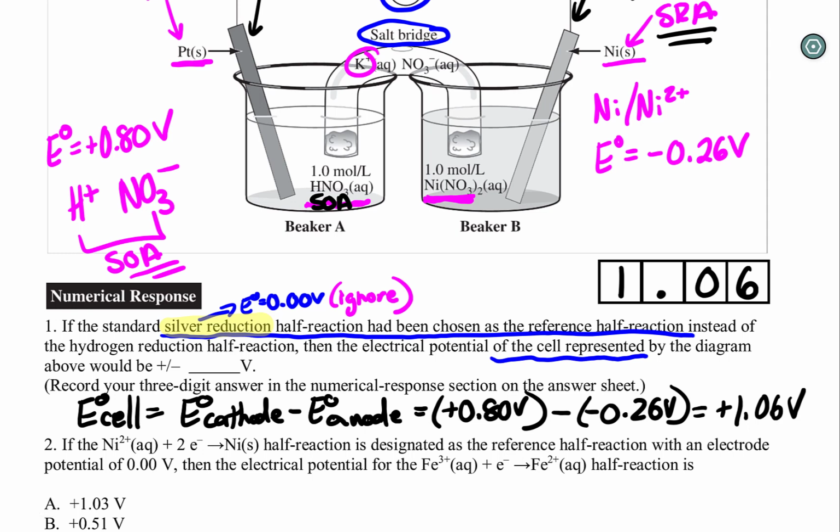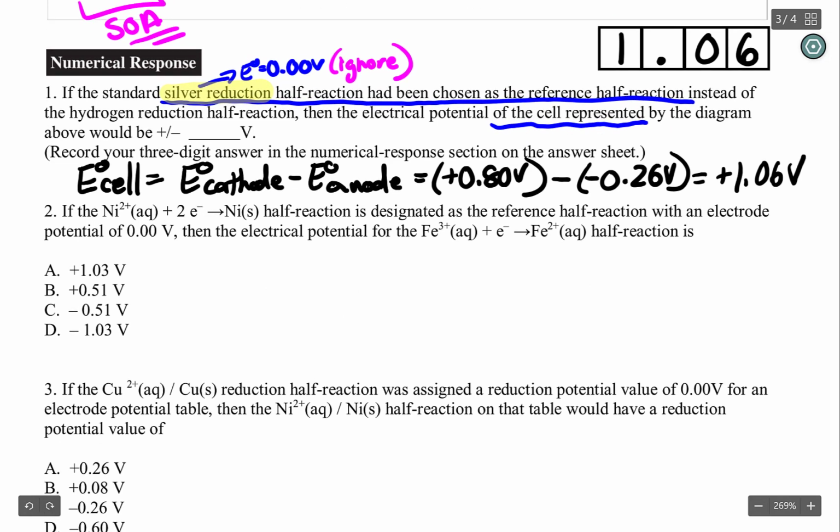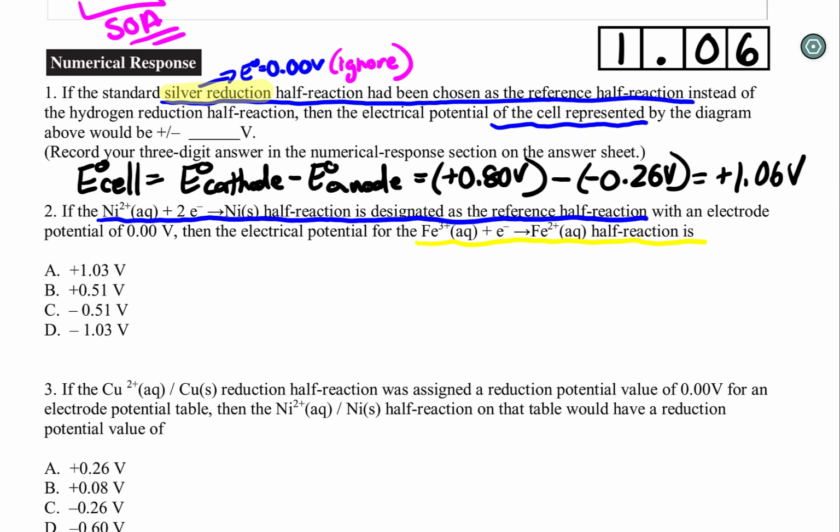All right, for our next question. This question says, if the nickel half reaction is designated as the reference half reaction, so we have to set that to 0, then the electric potential for the iron 3+ to iron 2+ half reaction is. Now this question is different than the previous one. In the previous one we had a cell and they want to know the cell potential. Here we have a new reference half cell and they're asking for the electric potential of just a half reaction, not an entire cell. I do have to make a mathematical correction for this or it won't work out.